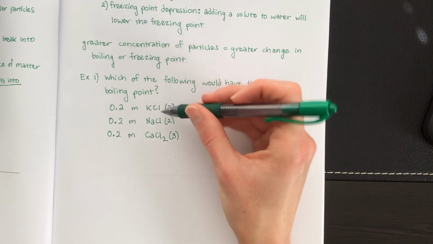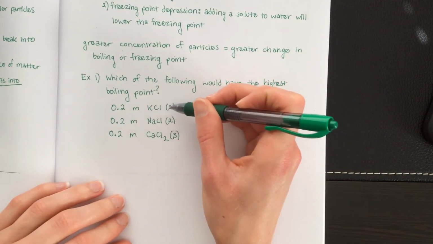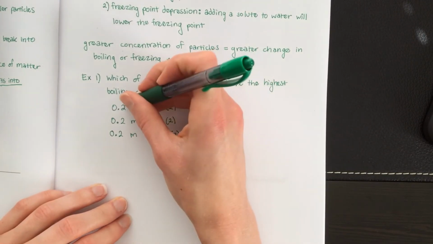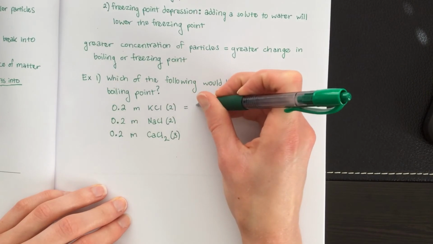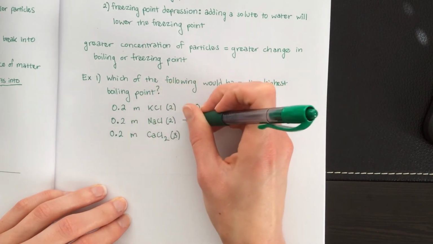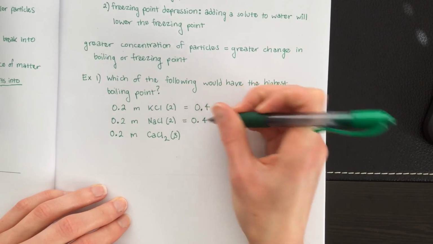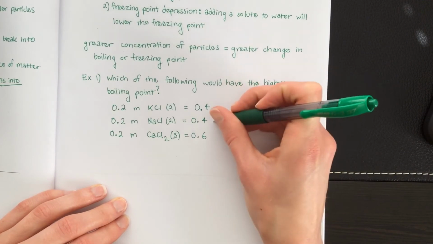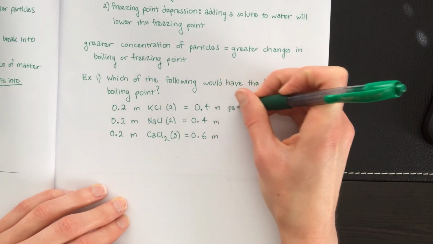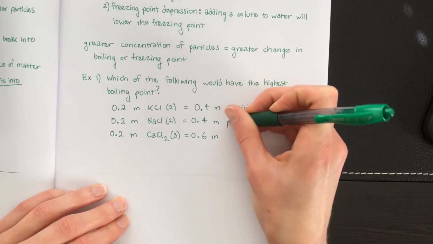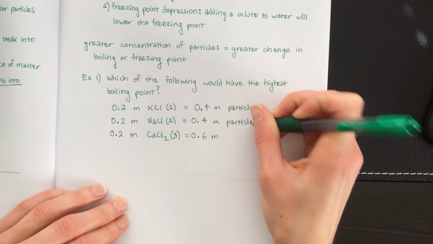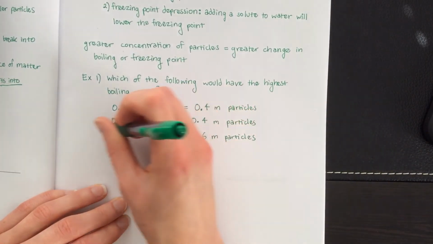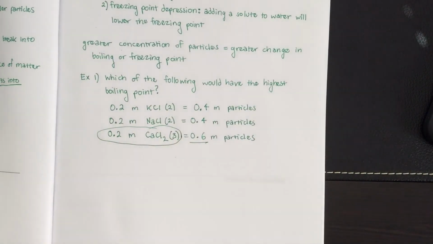The way we can think about this, since this one splits into two particles, the concentration of particles is going to be double the original concentration. So you can just multiply this number by this number. So it's going to actually be 0.4. If we multiply these two numbers, this is going to be 0.4. And if we multiply these two numbers, this is going to be 0.6. Technically, these concentrations are the concentration of particles. So the one that is going to have the highest boiling point is this one, because it has the highest concentration.